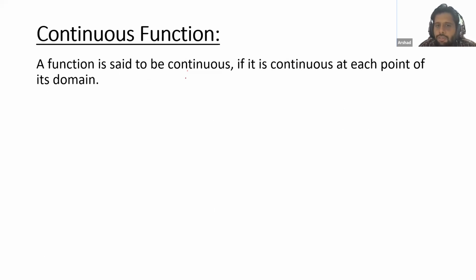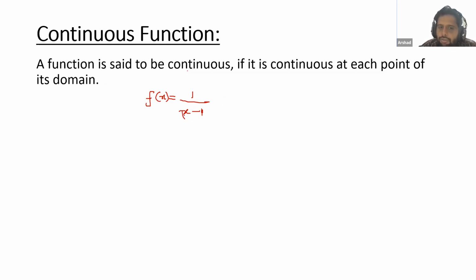A function is said to be continuous if it is continuous at each point of its domain. I hope everyone knows what the domain is. Suppose we have f(x) = 1/(x - 1). Can anyone tell me the domain of this function? All values for x other than 1. Very good. What real values can you put in this function so that finally you will get a real number? You can put all the real numbers except 1.